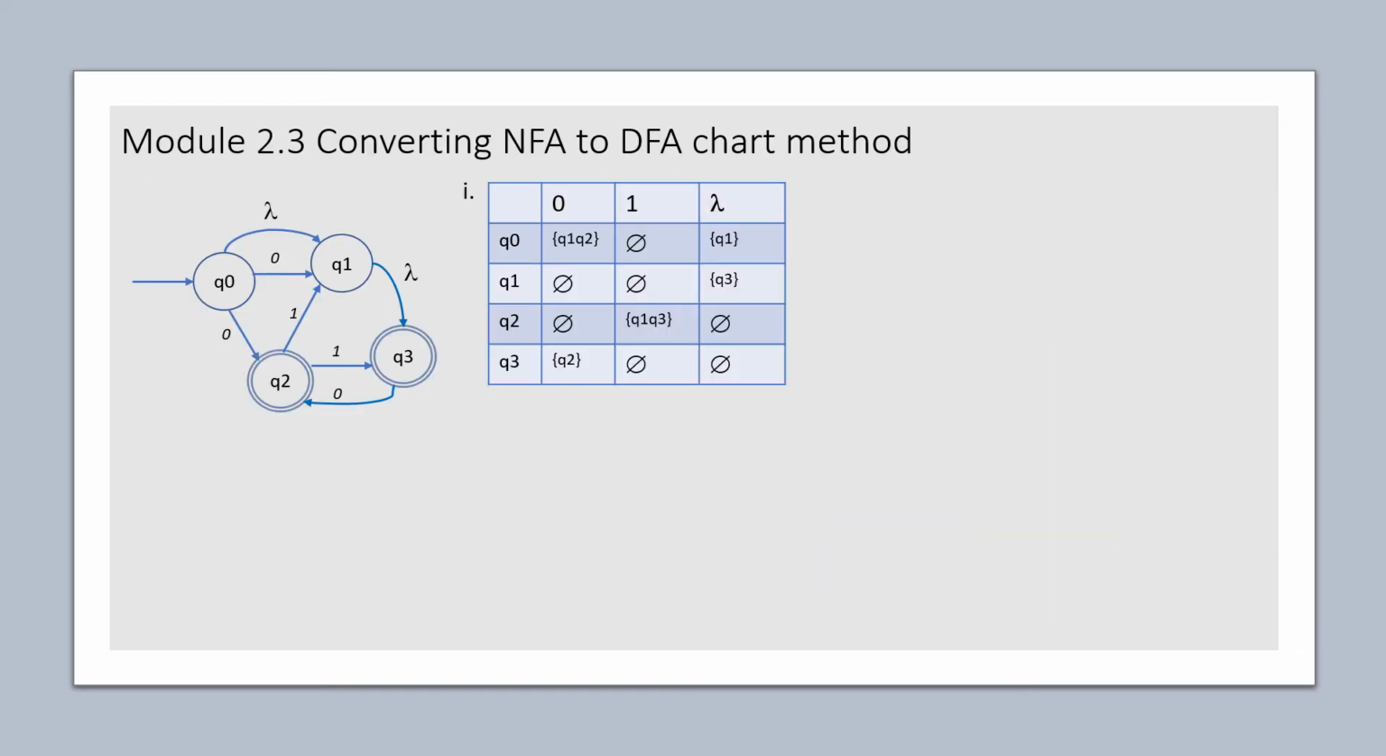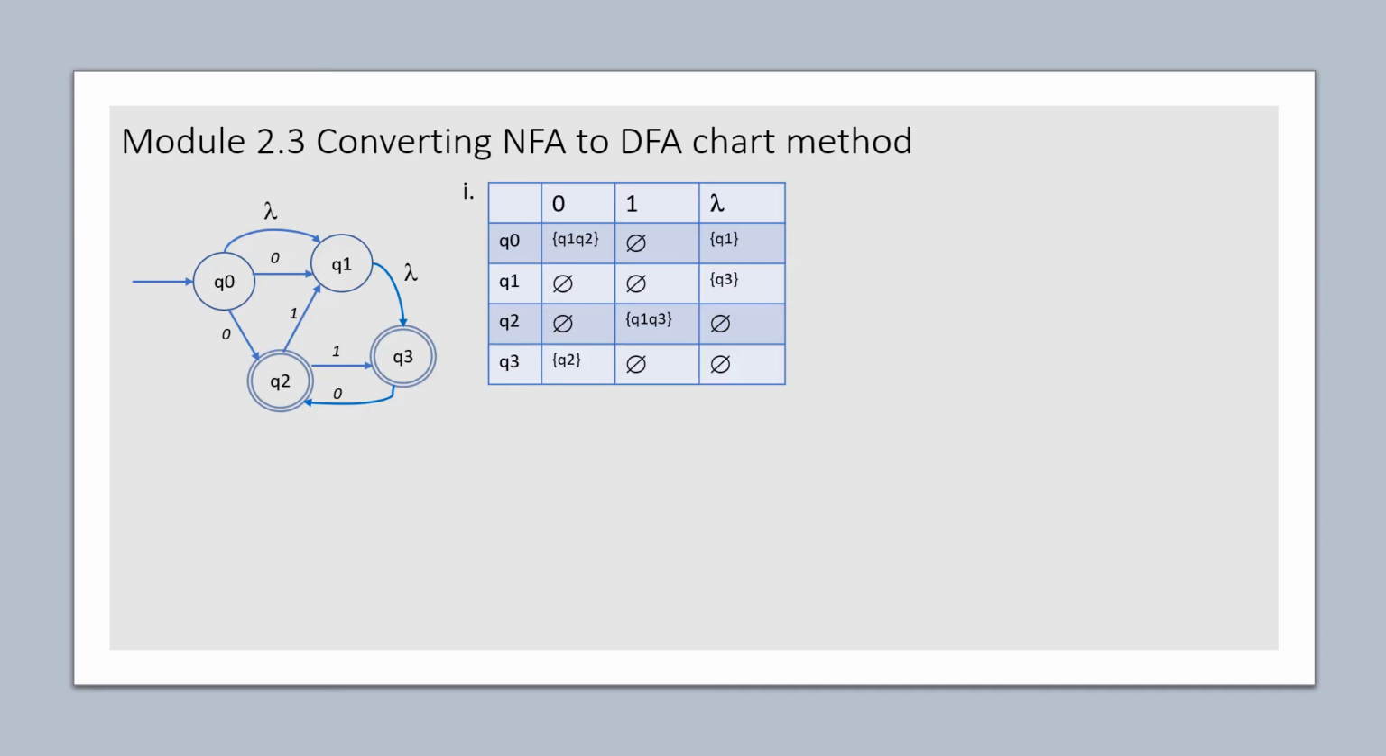All right, so now let's try converting an NFA to a DFA with the chart method. So here's the chart method. All you do is you make a chart and you list your states, and then you separate the lambda transitions, and then you're going to combine the lambda transitions after. So let's start first from Q0. With a 0, you can get to Q1, Q2. With a 1, you can't get anywhere. And with a lambda transition, you get to Q1.